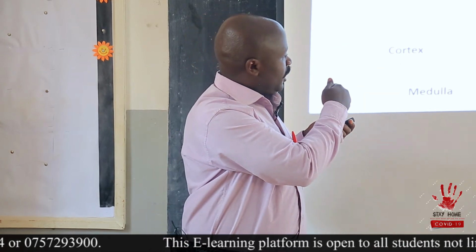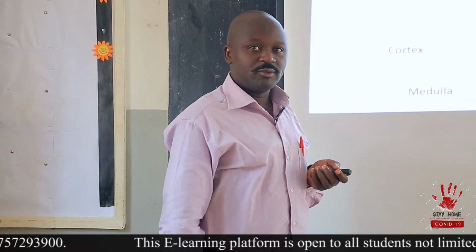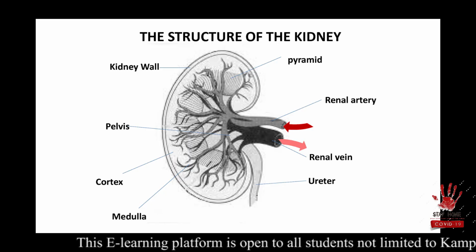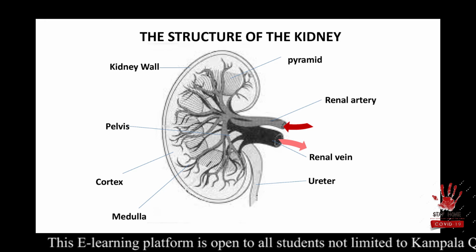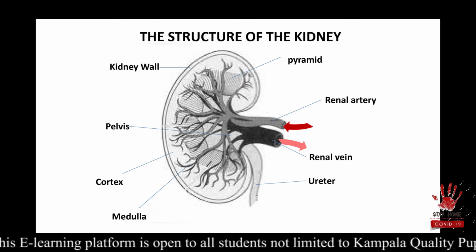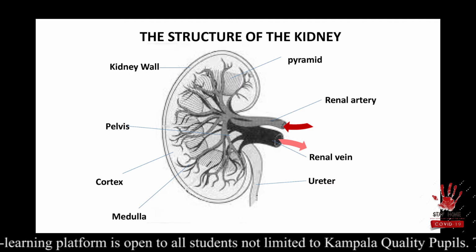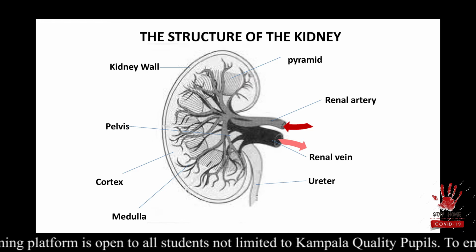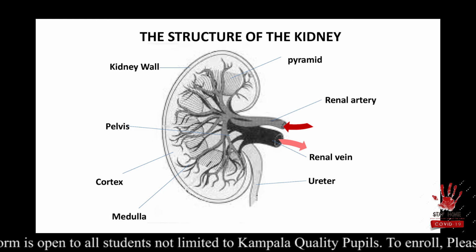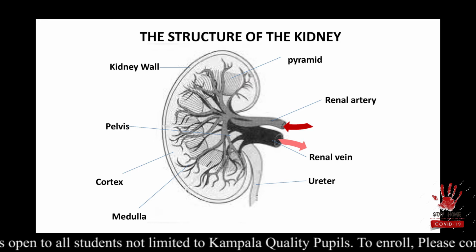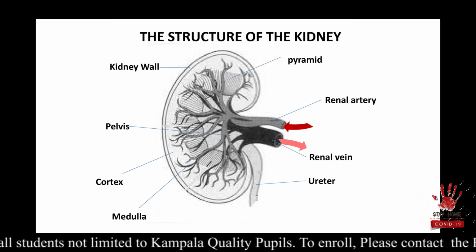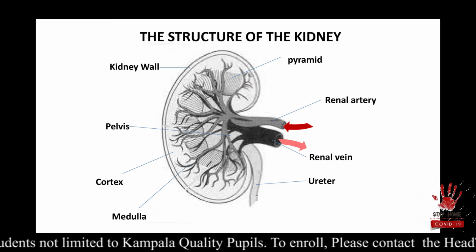Can we go together and spell the word medulla? Capital M-E-D-U-L-L-A, medulla. Then we also have cortex. Can we go together? C-O-R-T-E-X, cortex. We can also have the pyramid. Capital P-Y-R-A-M-I-D, pyramid. Those are some of the parts of the human kidneys.